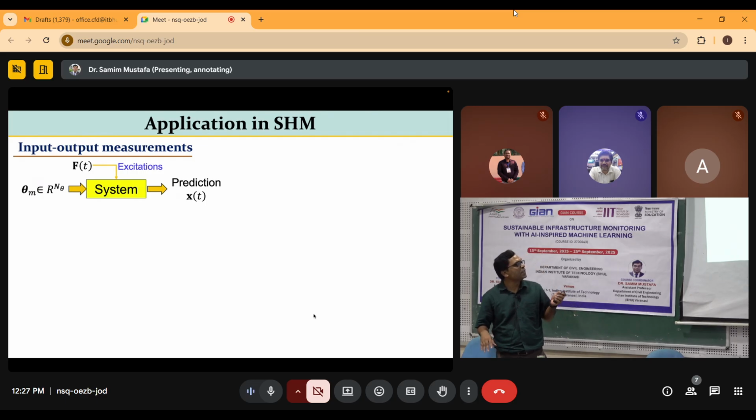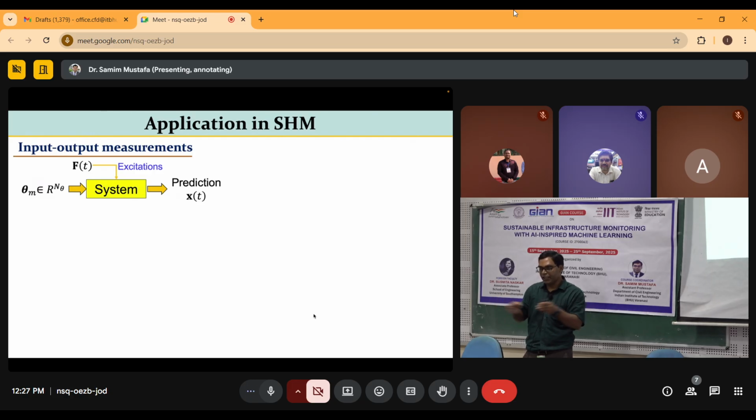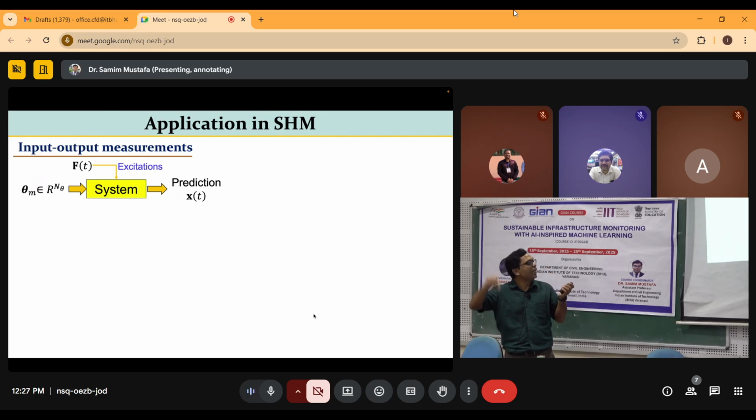Then suppose there is a known excitation F(t). You are applying a known excitation to a system. For example, assume a simply supported beam. You can model the beam using theory, matrix analysis or FEM, whatever it is. Then you apply some known excitation, and from that beam you will get the prediction x(t), the model prediction, right? That is your model prediction coming from the numerical or theoretical model.